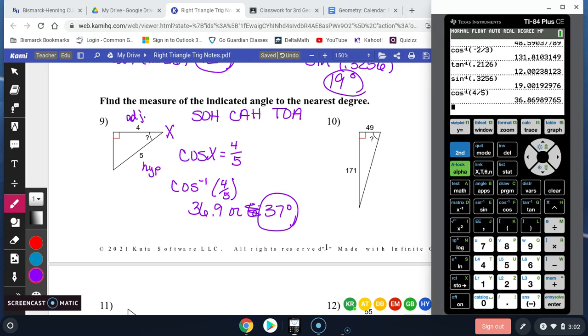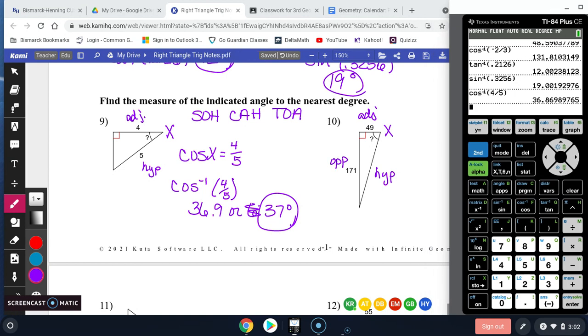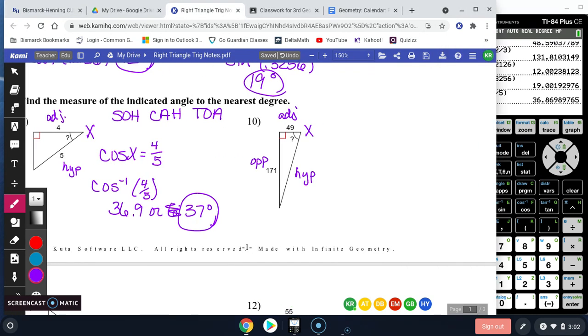Okay, on number 10, same thing. So here's the angle I want. I'm going to call that angle X. Well, this here is the hypotenuse. So I don't know the hypotenuse, but I do know this adjacent side, and then the opposite side is this 171.